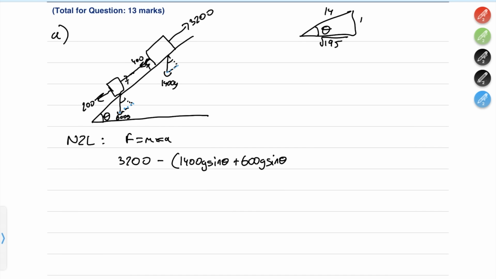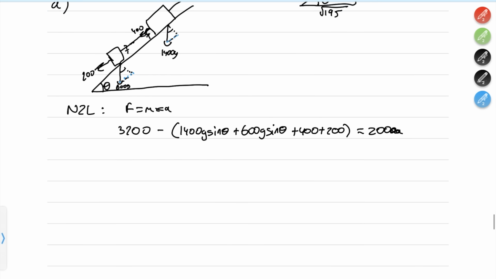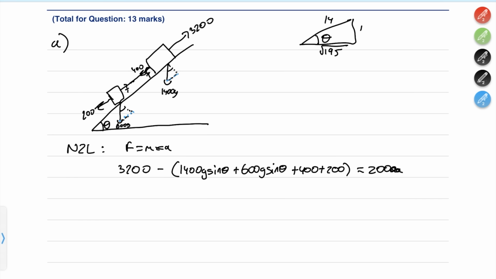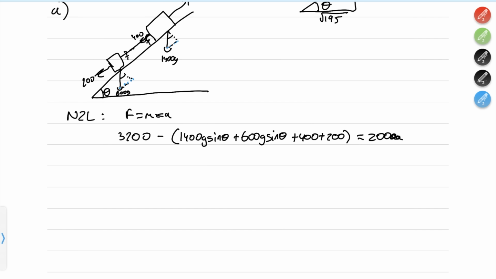Next, let's add the resistive forces, which will be 400 and 200. And that's equal to the mass times the acceleration. So the total mass here is 2,000. So it'll be 2,000A. Let's do some expansion here. So we're going to substitute in our value for sine theta, which is 1/14. And we're also going to multiply by G. So that's going to give us, if we do this all in one step, so I'm going to use G equals 9.8 and sine theta is 1/14.